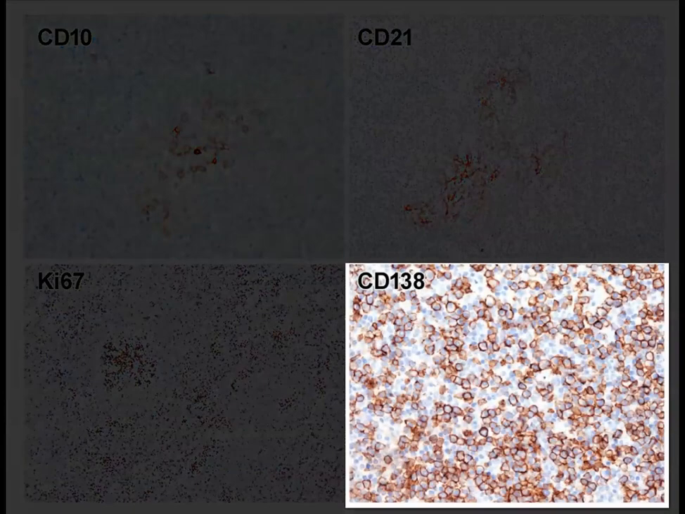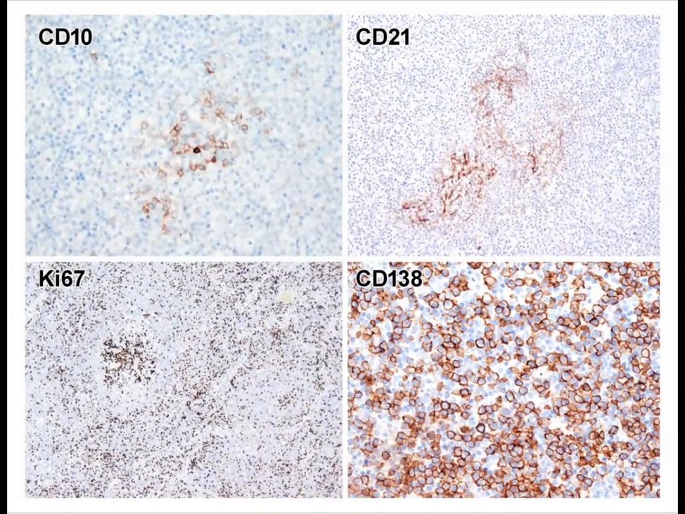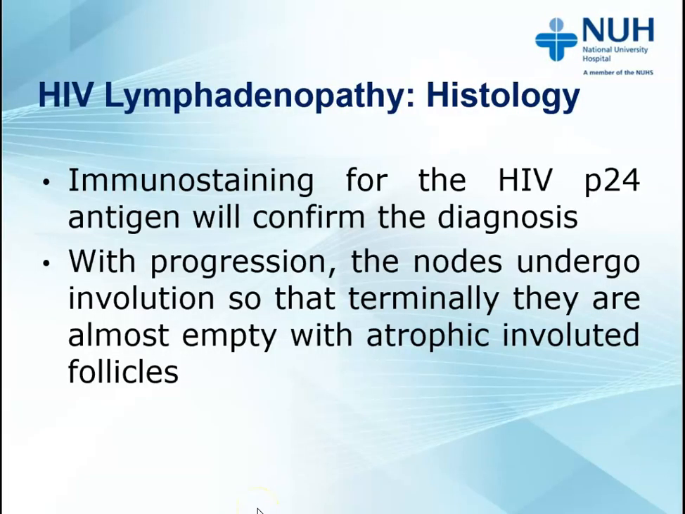Numerous CD138 positive plasma cells are seen in the interfollicular region. HIV is known to infect follicular dendritic cells, thereby resulting in the destruction of the underlying follicular dendritic meshworks. This is also known as follicular lysis. Immunostaining for HIV viral protein P24 will confirm the diagnosis.